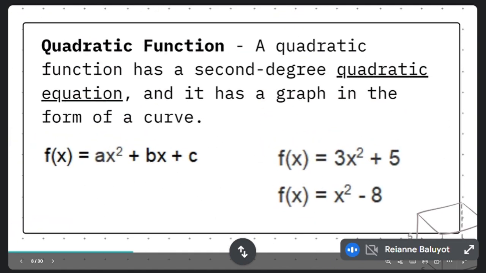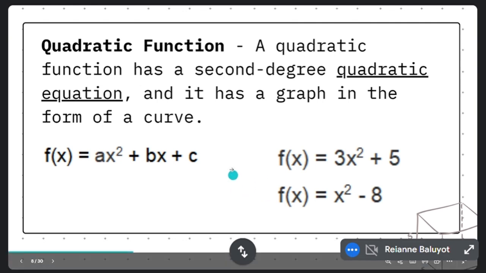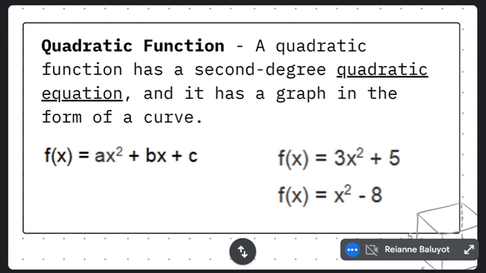So the next type of function is what we call a quadratic function. A quadratic function has a second degree, okay, and it has a graph in the form of a curve. By the way, this type of function is in the degree types, okay? Yung equation type nila, yung highest degrees nila. So for the quadratic function, ang kanyang highest degree ay squared or number 2.